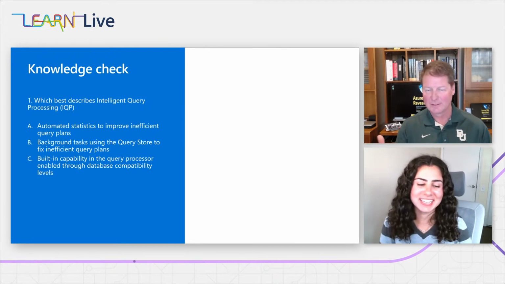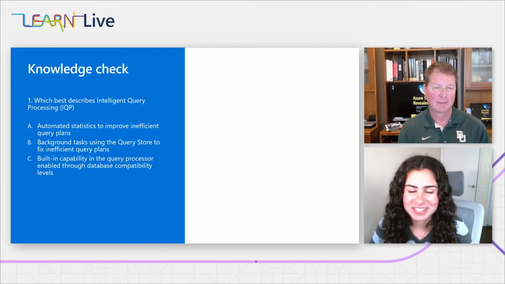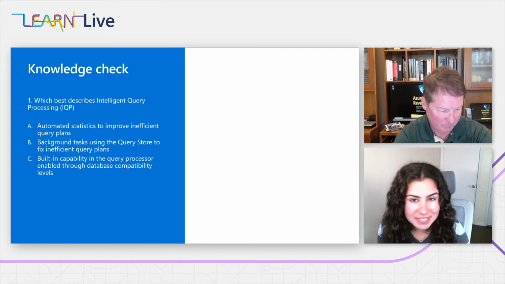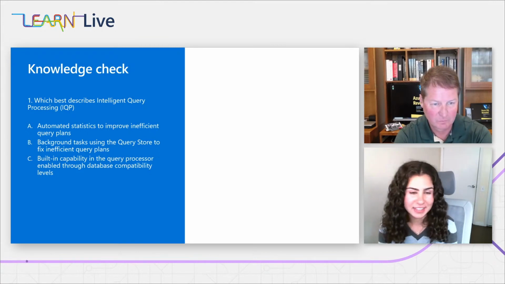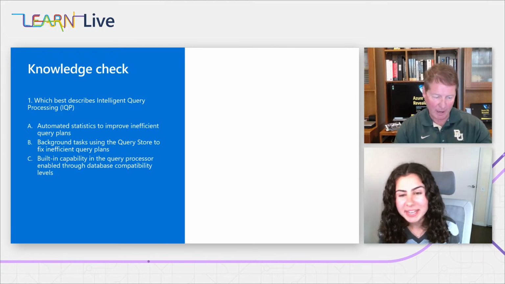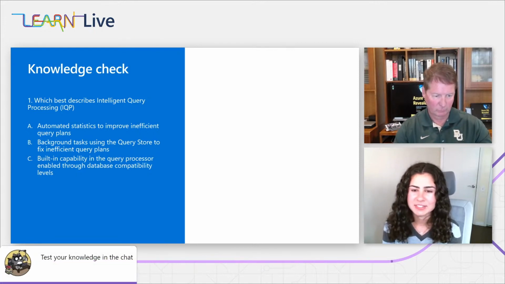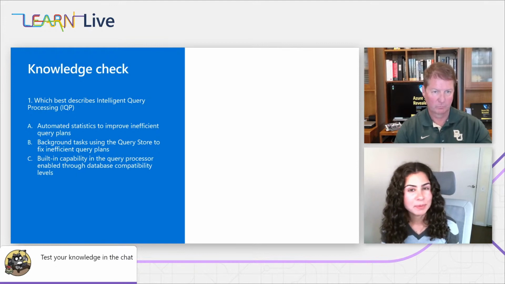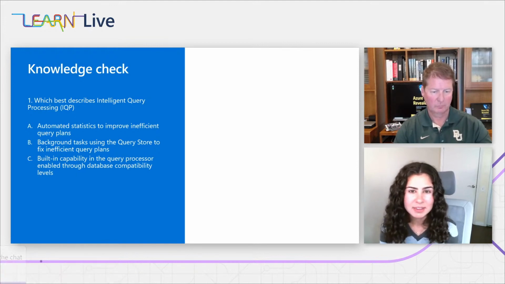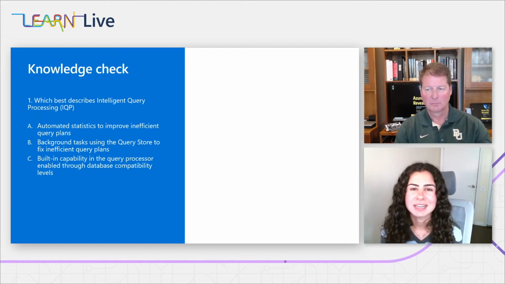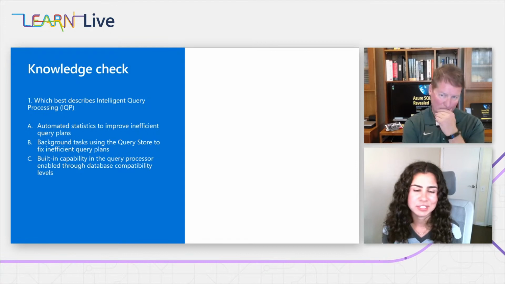Surprise, we're going to do a knowledge check. You all should be seeing this up on Learn TV, but basically we're just going to take a quick second. I think I have two questions. Which best describes intelligent query processing, or IQP? This might seem like a simple question, but you maybe had to have been paying attention. So we're going to take a quick moment. Go ahead and get your answers in for this question, and then we'll move on to the next question.